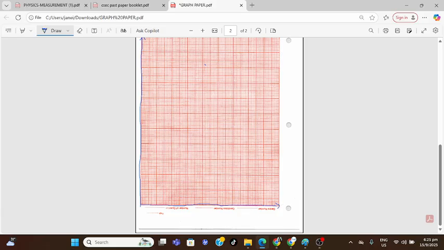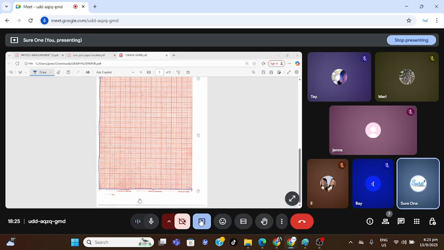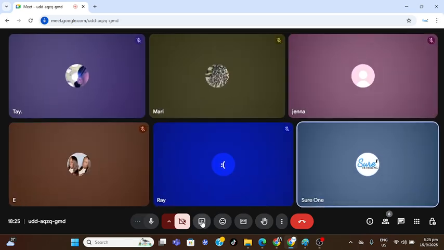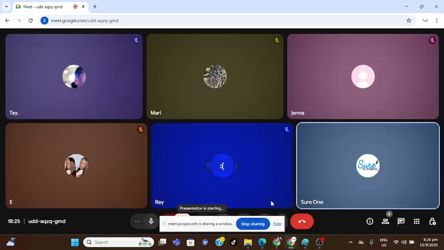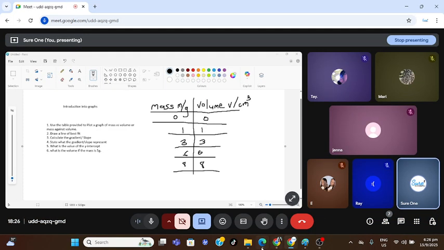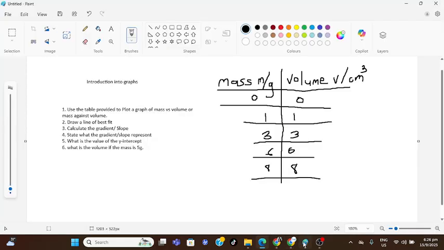We're asked to plot a graph of mass versus volume. So whatever comes first goes on your y. So mass is going to go on your y, volume is going to go on the x.